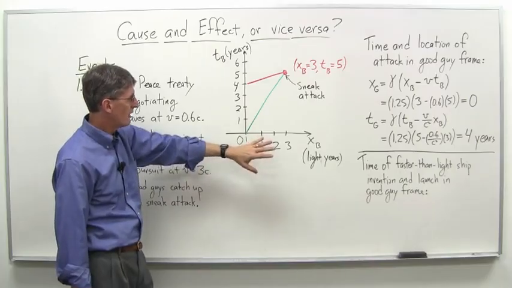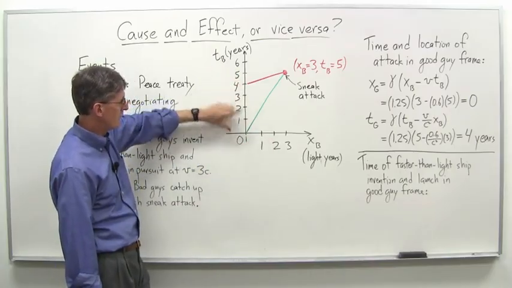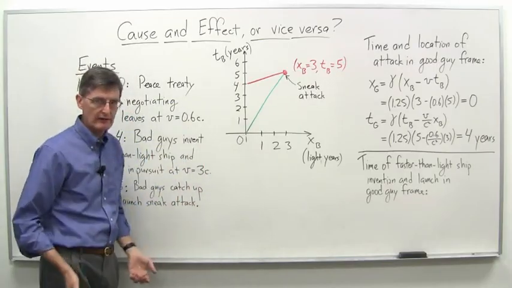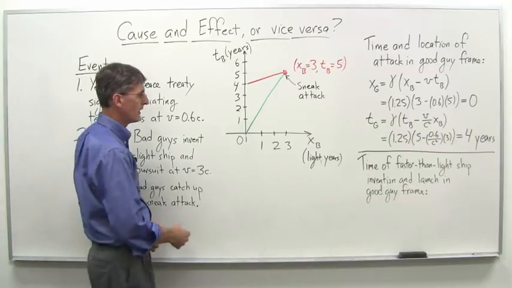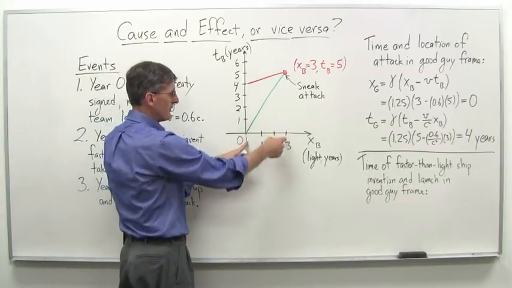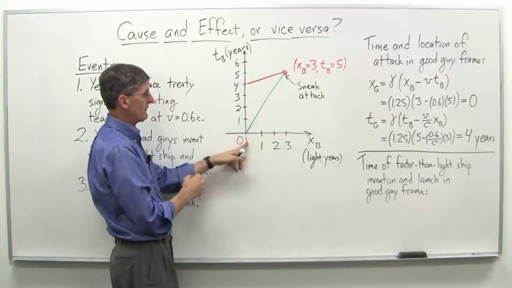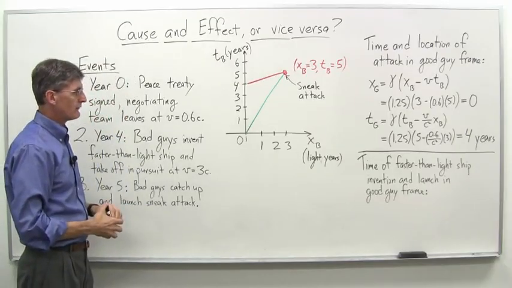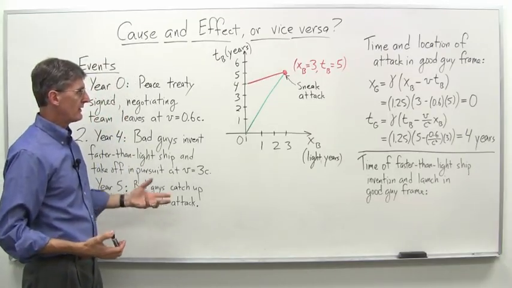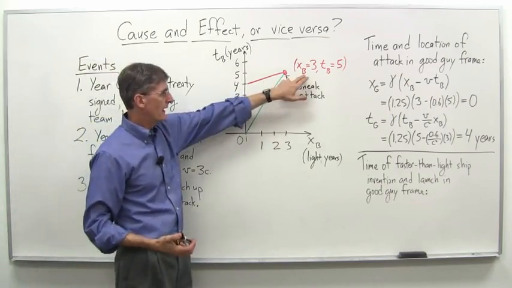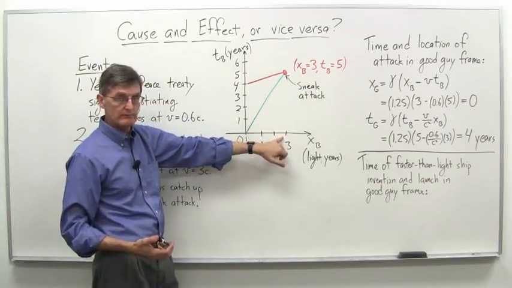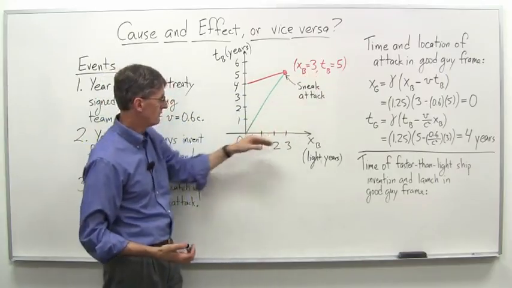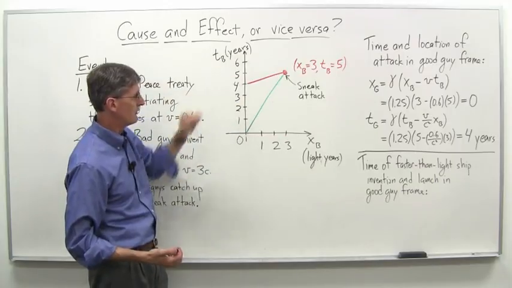And over 5 years then, the other ship goes 5 times 0.6 c, which again is 3 light years. Okay, so they both end up 3 light years away from the bad guy's planet, and that's where the sneak attack occurs. And from the bad guy's perspective, that sneak attack occurs at x sub b equals 3, 3 light years away, and a time of 5 years. Okay, ticking off from 0 here.